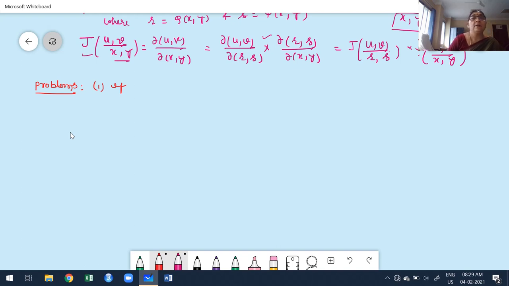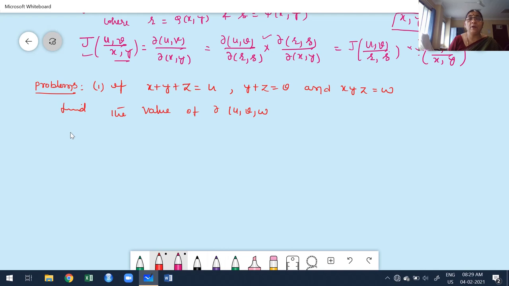The first problem is: if x plus y plus z equals u, y plus z equals v, and xyz equals w, then find the value of the Jacobian of x, y, z with respect to u, v, w. Sorry, not the Jacobian of u, v, w. Now, this is what I want to find out.